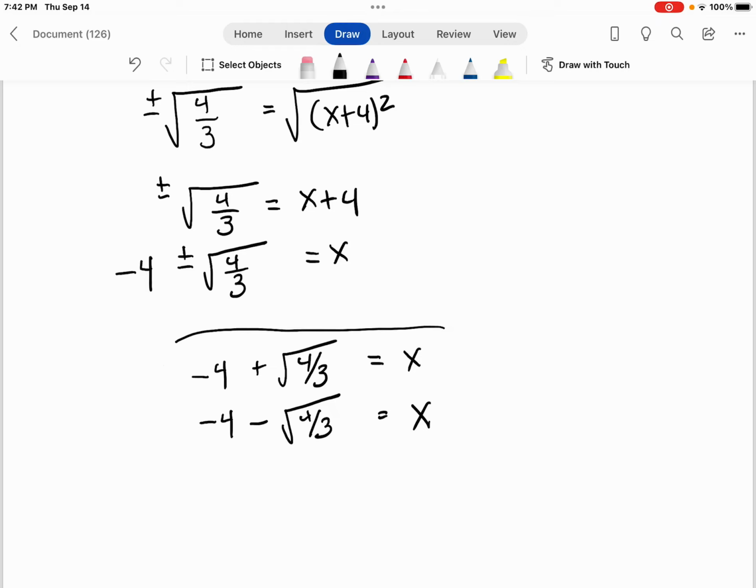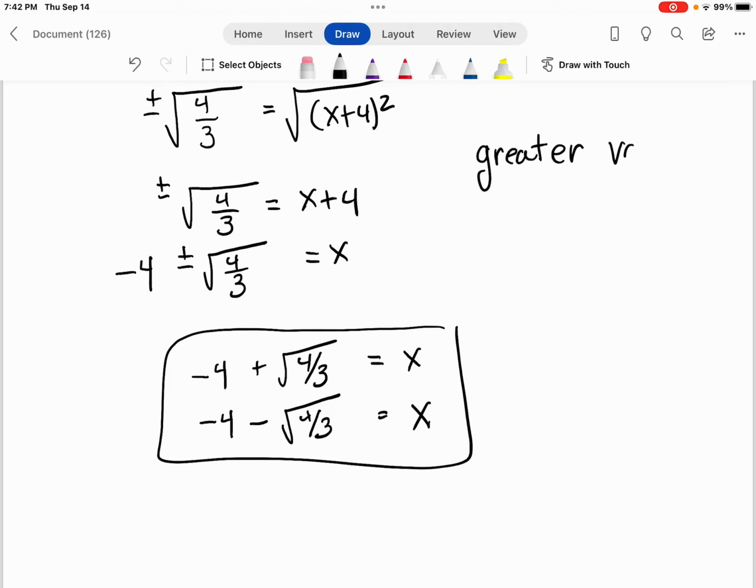So these are your two answers, and in the question it wants you to specifically state the greater value first and then the smaller value second. So make sure you put them in the correct boxes so that the program can identify the greater and the smaller value.